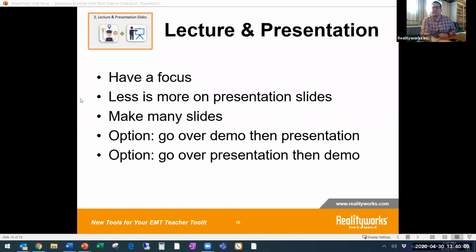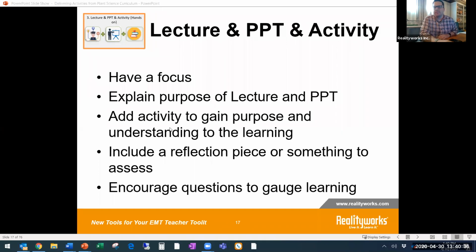For a presentation style, it has a lot of similarities to straight lecture, but the benefit can sometimes be that visual, being able to have slides and show pictures so students can visually see what you're talking about. And there are different ways to do it. Sometimes it's to do a demo first and then present your slides. Sometimes it's to do your presentation and then do a demo. So you can go either way to get them to understand what you're working on. And then the next one is adding activity into that.